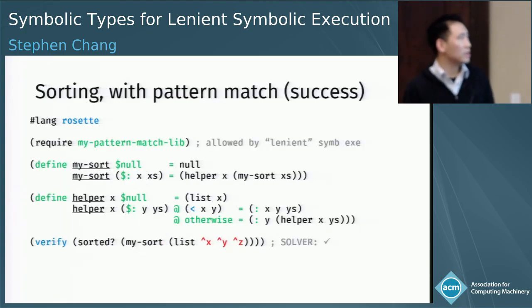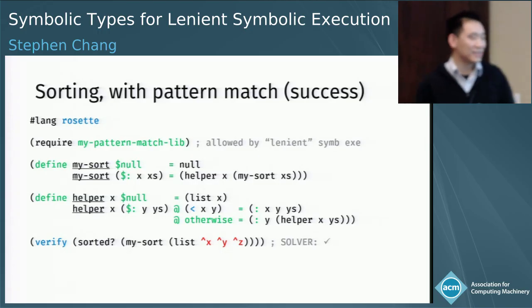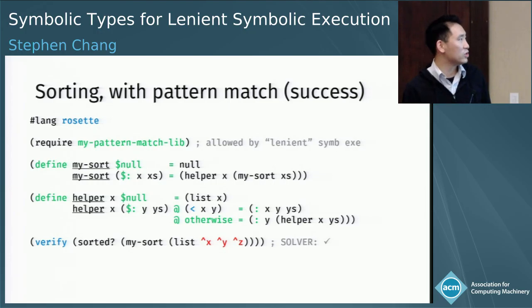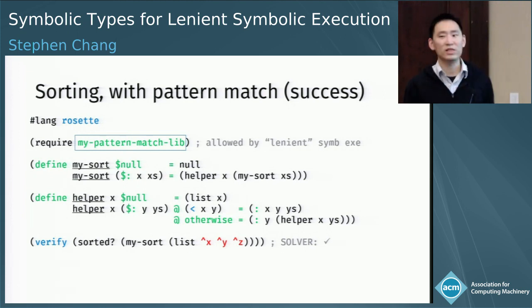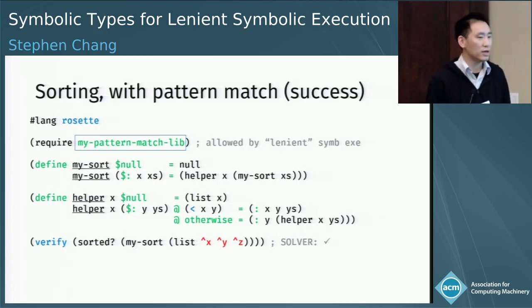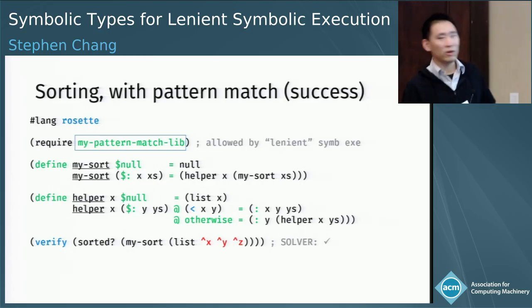So I've implemented it a second way. Now it's split up into two functions. But the interesting part is that now I'm pulling in another library, which Rosette allows you to do, that implements pattern matching. I like using pattern matching, so I'm just going to add it. And so my sort function now pattern matches on its input.